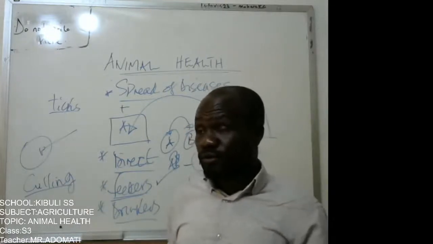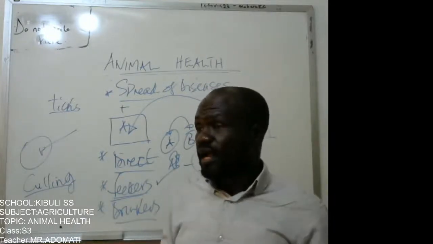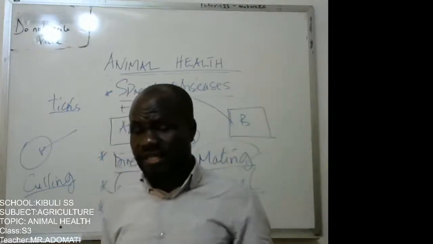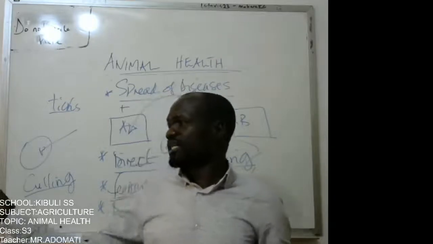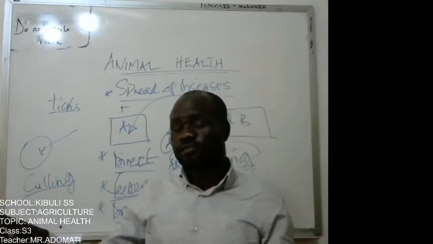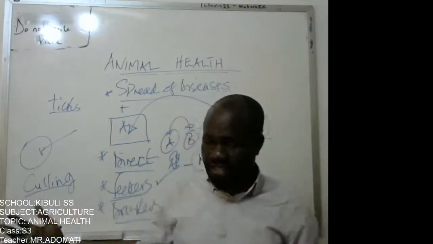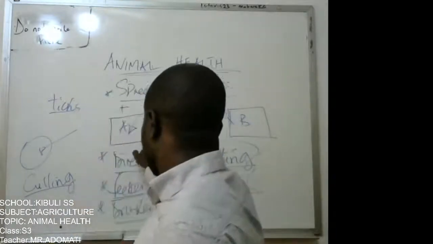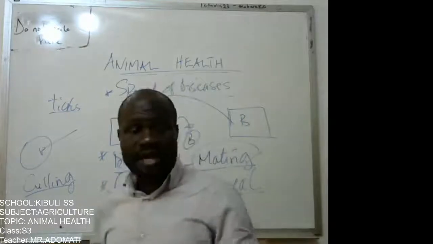Now, for example, we said disease can spread through dung and urine. So what you need to do is ensure that there's proper sanitation on the farm. Animals should not just keep dropping dung anywhere and you leave it there, because that can act as a route for spread.